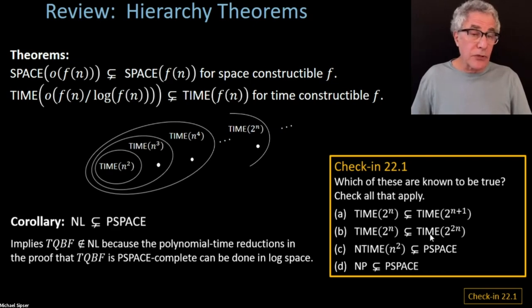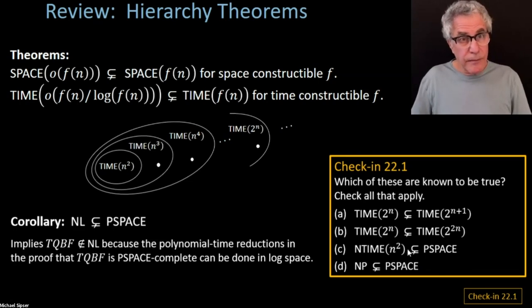Now, B follows directly from the time hierarchy theorem, because 2 to the 2n is the square of 2 to the n, and that is asymptotically a significantly larger bound. And so you can prove that time 2 to the 2n properly contains time 2 to the n.